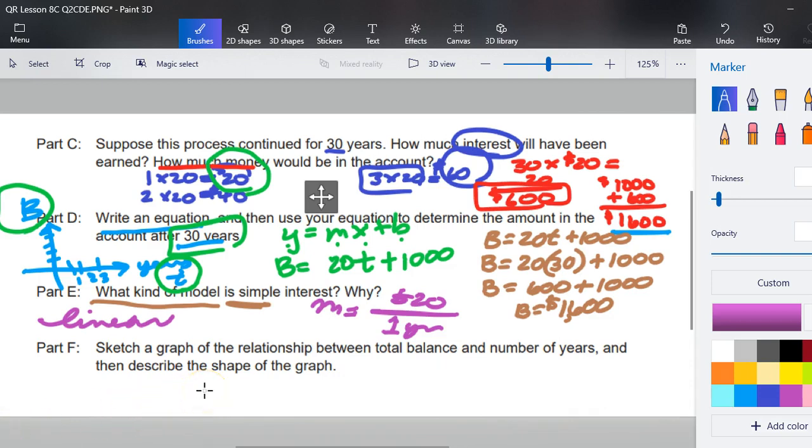Oh wait, there's one more. Part F. So sketch a graph of the relationship between the total balance and the number of years, and then describe the shape of the graph. I already kind of got it started over here, but it's really jammed up in the corner. So it would be nice if you made this larger, and then I'm going to show you some samples on the next slide.